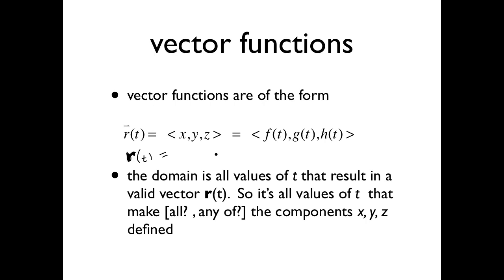And so it's of the form f(t), g(t), h(t), where f is a function of t, g is another function of t, and h is still another function of t. Or some of those could be the same, but you have any function of t for each of the three components. Okay, so this is one type of vector function.